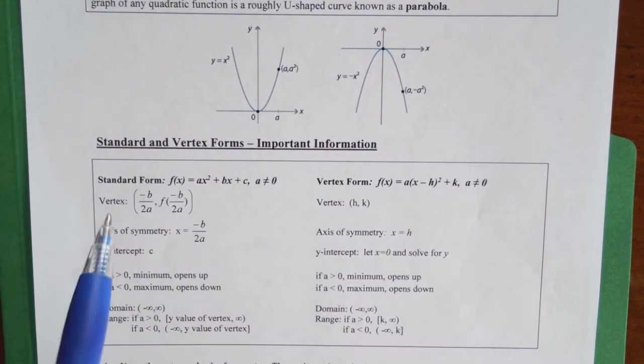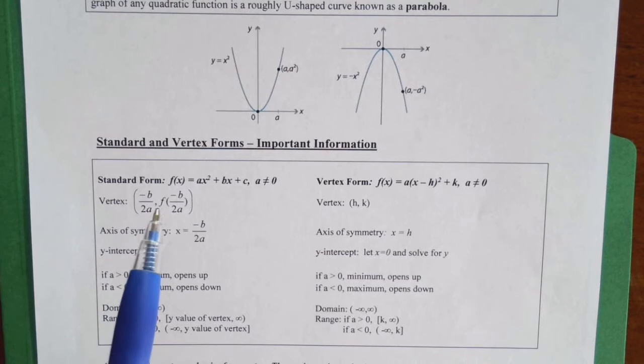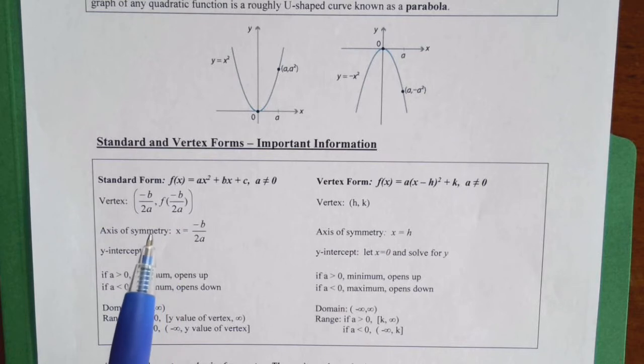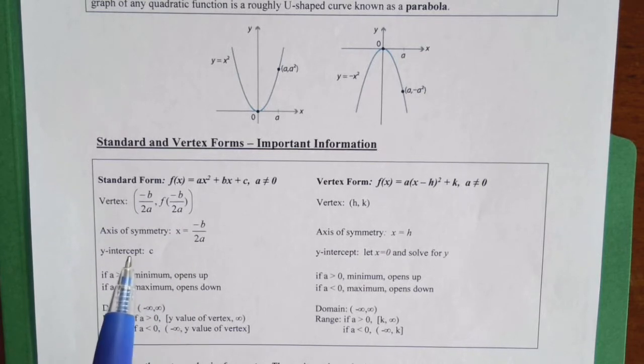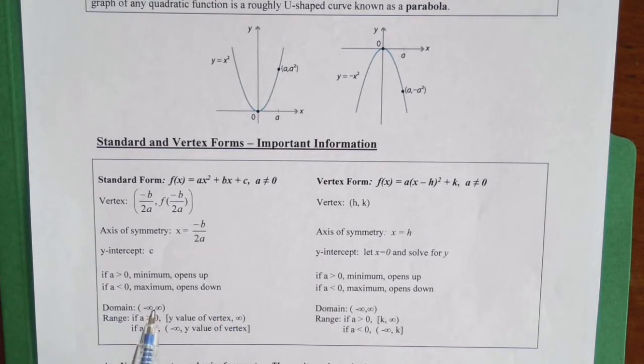So over here in standard form, you have the vertex, where to find the x coordinate, you do negative b over 2a. And then this just represents, remember, the y coordinate when x is negative b over 2a. Axis of symmetry would be x equals negative b over 2a. The y-intercept, if you're asked for that, is just this value c right here.